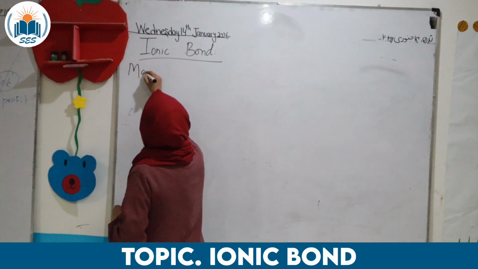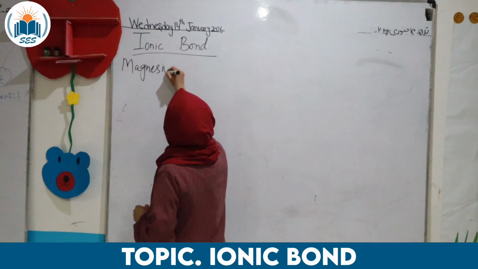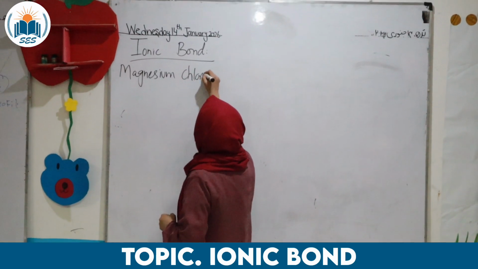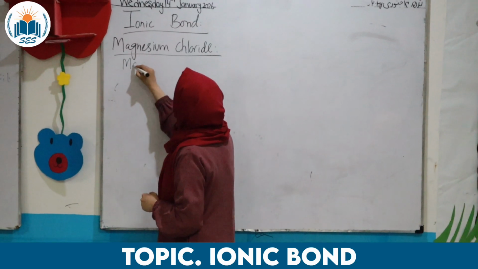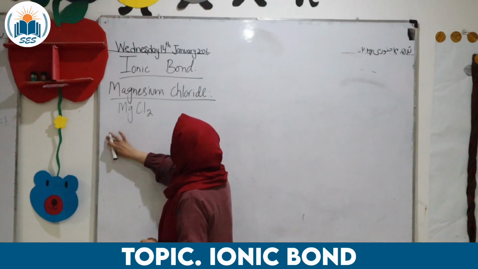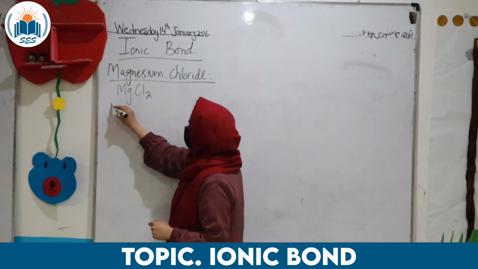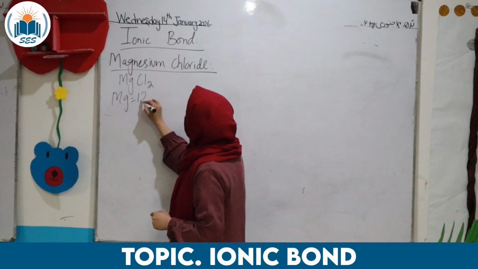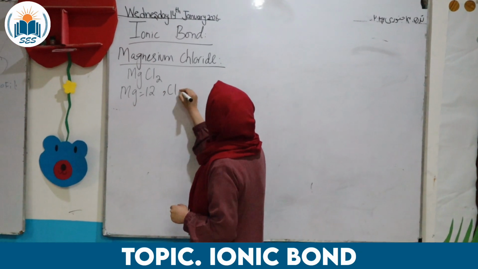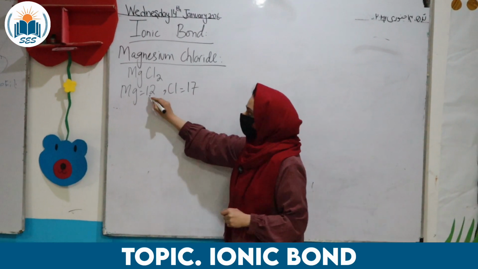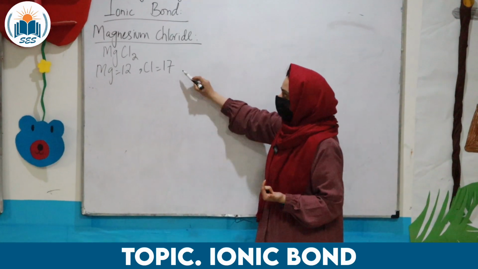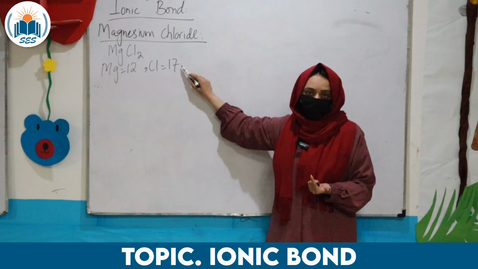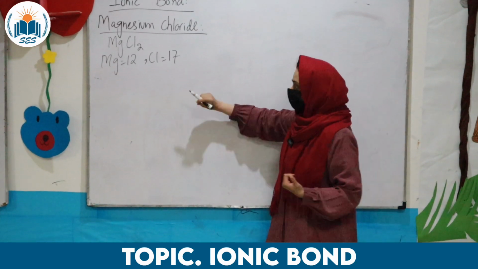Magnesium chloride. The formula of magnesium chloride is MgCl2. Here, the atomic number of magnesium is 12 and that of chlorine is 17. As the atomic number of magnesium is 12, it means there are 12 electrons in magnesium, while in case of chlorine, the atomic number is 17, so there are 17 electrons in chlorine.